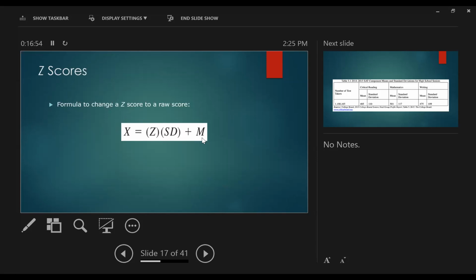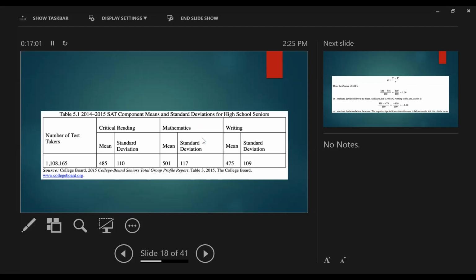Good to know both of those. We're gonna do a lot of those calculations. You don't need to memorize it, you just need to have access to them. Okay, so this is an example.